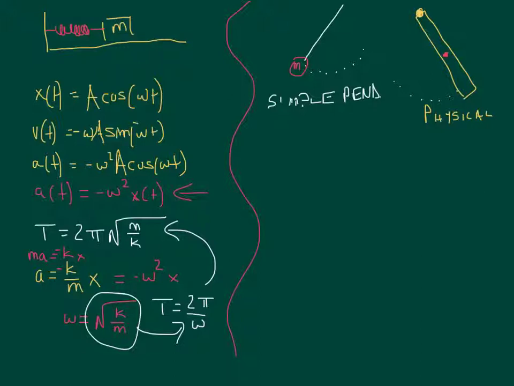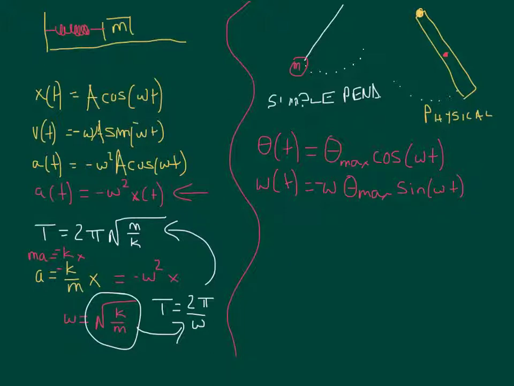Okay, so our first equation for the pendulum is going to be that theta as a function of time, instead of x as a function of time, theta as a function of time is equal to our angular displacement, theta max, times the cosine of omega t. Take the derivative, and we get that the angular velocity as a function of time is equal to the angular frequency times theta max times the sine of omega t, and taking the derivative of cosine, we get a negative sign that goes out in front.